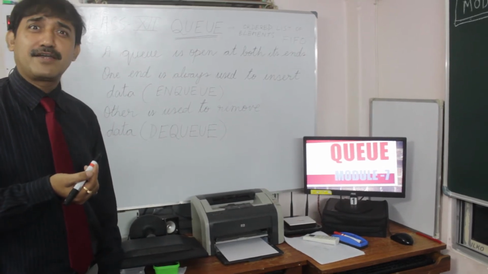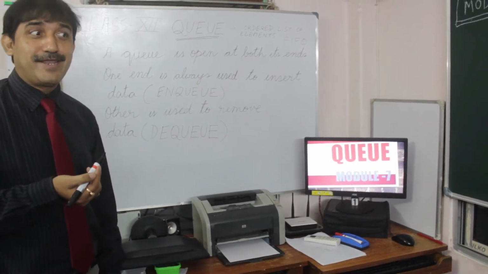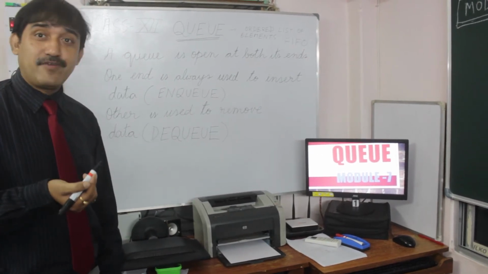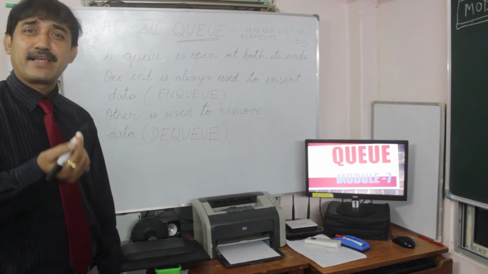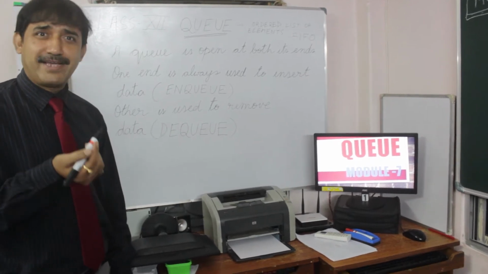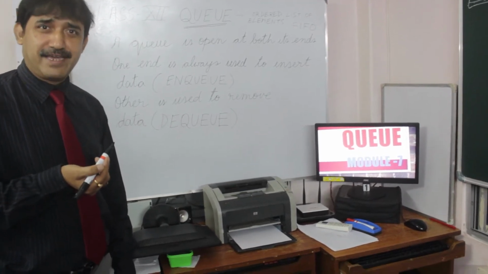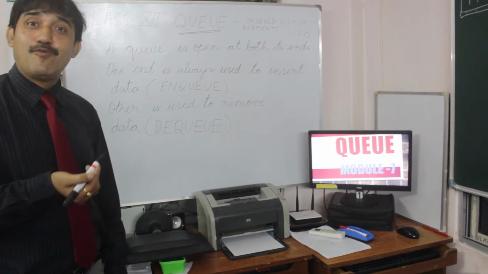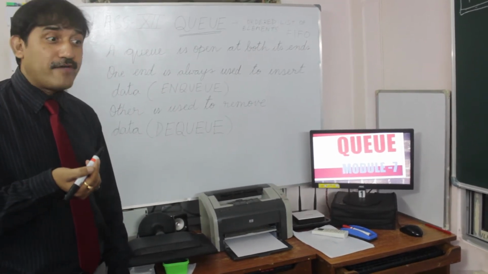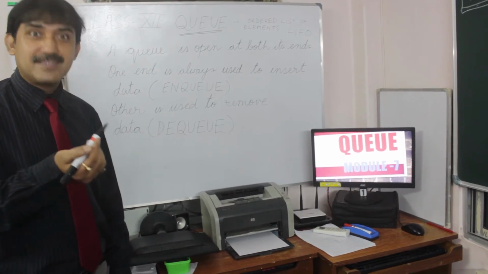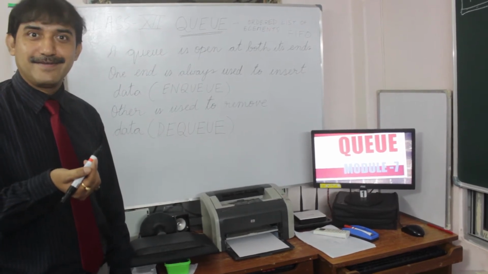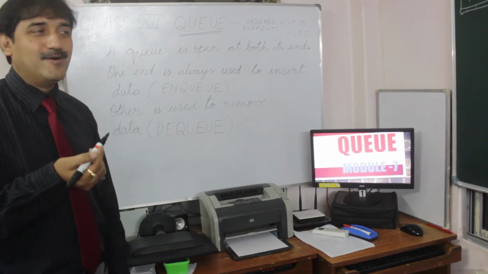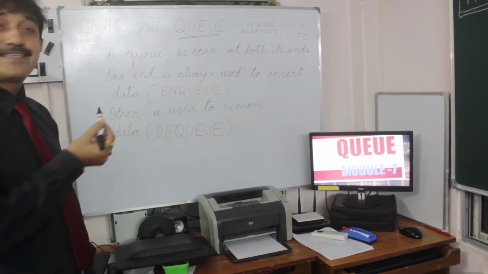You have heard the word queue because whenever you go out and want to go anywhere, suppose for example to buy film tickets, what you do is stand in a queue, right? Whoever goes first to buy the ticket comes out first. So this queue structure, you see, is an ordered list.